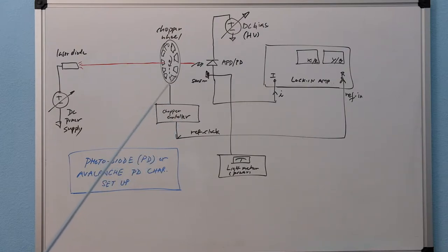In addition, the lock-in amplifier has the advantage that it will not respond to ambient room light. The light that does not pass through the chopper is basically ignored because it's DC, where only the light that is coming through the chopper wheel at the right frequency will be recorded on the lock-in amplifier output.